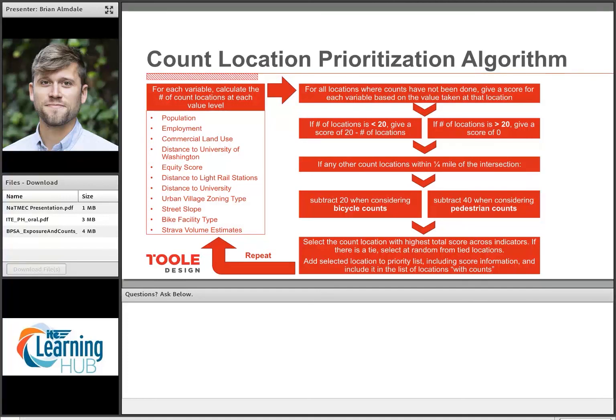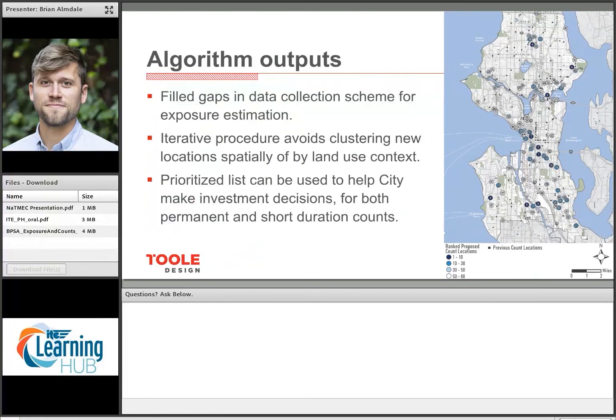The location with the highest score is selected and added to the priority location list, and also added to the base list of locations of existing counts. This model is then repeated until the desired number of future count locations is identified. Here, with the BPSA Phase 2, we selected 80 locations to be prioritized for future counts to be conducted. This iterative and somewhat novel approach is designed to fill in gaps in the data collection scheme for factors that have been identified as predictors for volumes, while discouraging locating multiple counters in close proximity to one another.